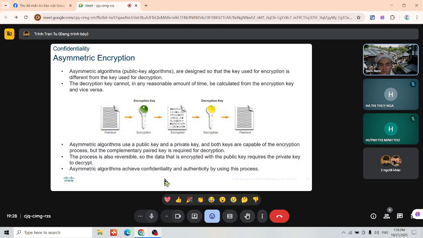Asymmetric algorithms, or public key algorithms, are designed so that the key used for encryption is different from the key used for decryption. The decryption key cannot, in any reasonable amount of time, be calculated from the encryption key and vice versa.